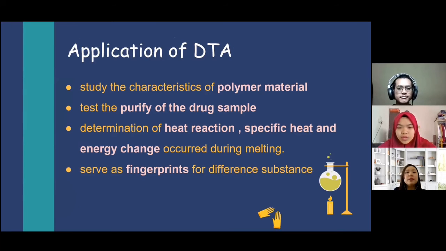Next is the application of DTA. DTA is used to study the characteristics of polymer material and to test the purity of a drug sample. It is also used to determine the heat of reaction, specific heat, and energy change that occurs during melting. Last but not least, it is used to serve as fingerprints for different substances.